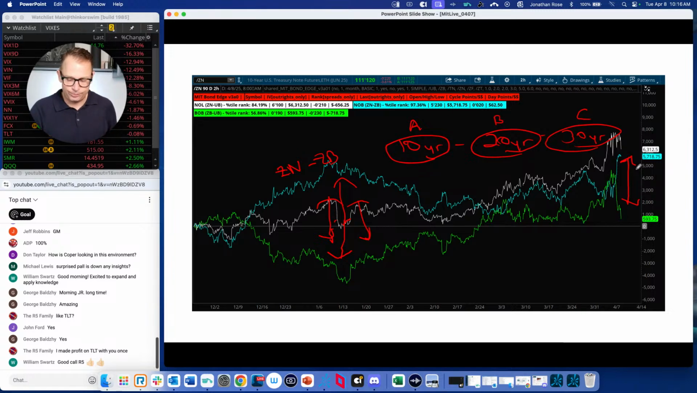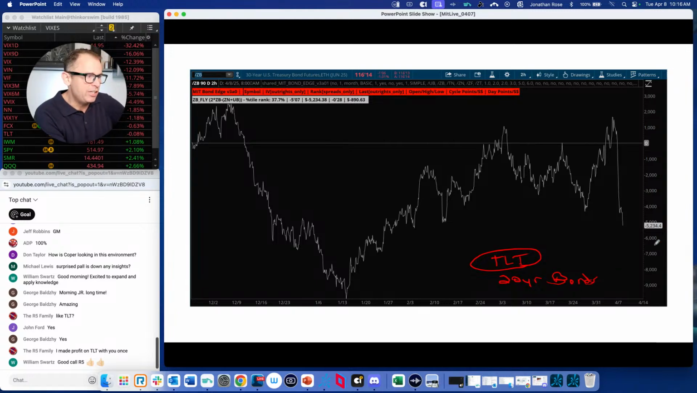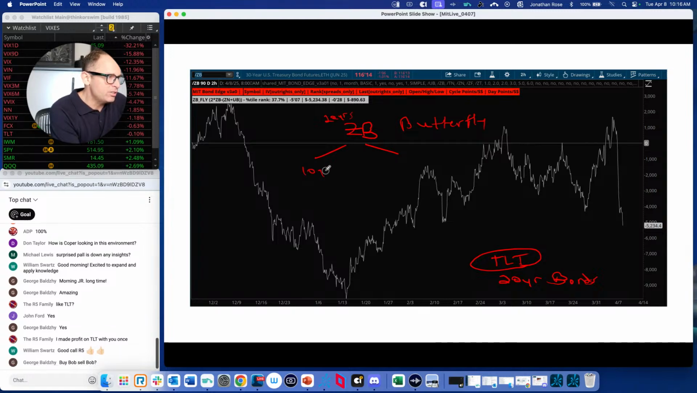This next chart is just going to show you literally, you can think about this as TLT. TLT is 20-year bonds. It's an ETF, and the duration is 20 years. This chart is actually called the ZB butterfly. The ZB butterfly is 20 years as it relates to 10 years. George, buy Bob, sell Knob is the futures trade.